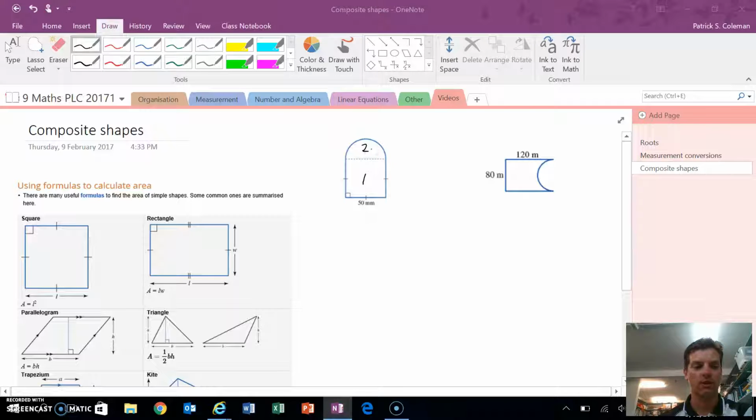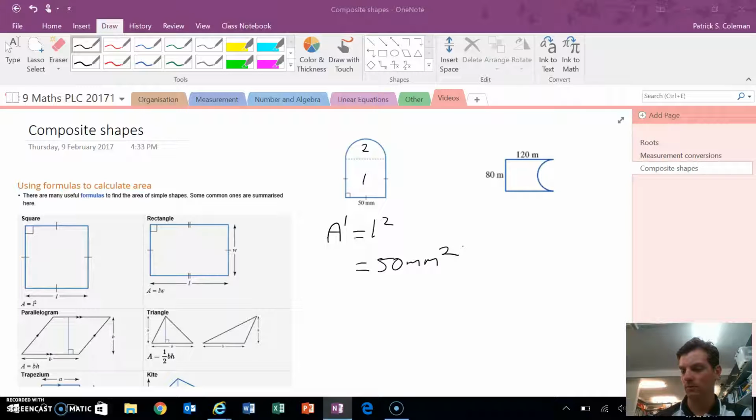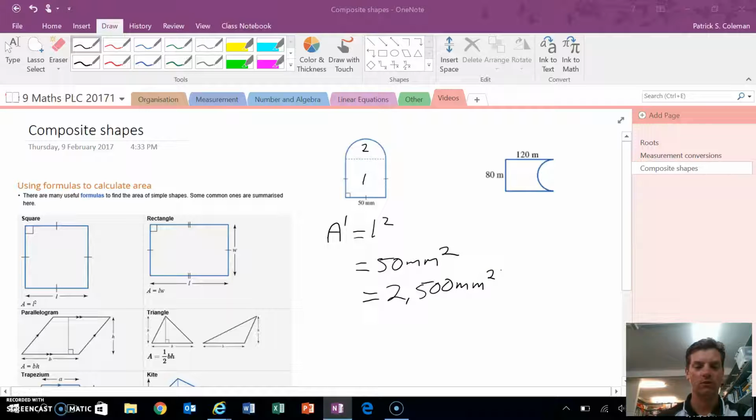So first of all, the area for shape 1, we're going to use the formula area, and we're going to call it area 1 equals length squared. So the length squared here is 50. And if we pop that into our calculator, we get 2,500 millimeters squared.